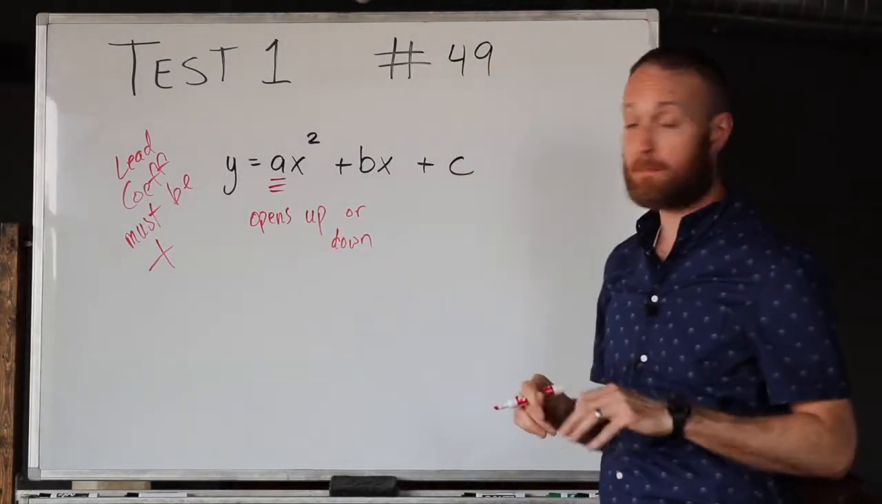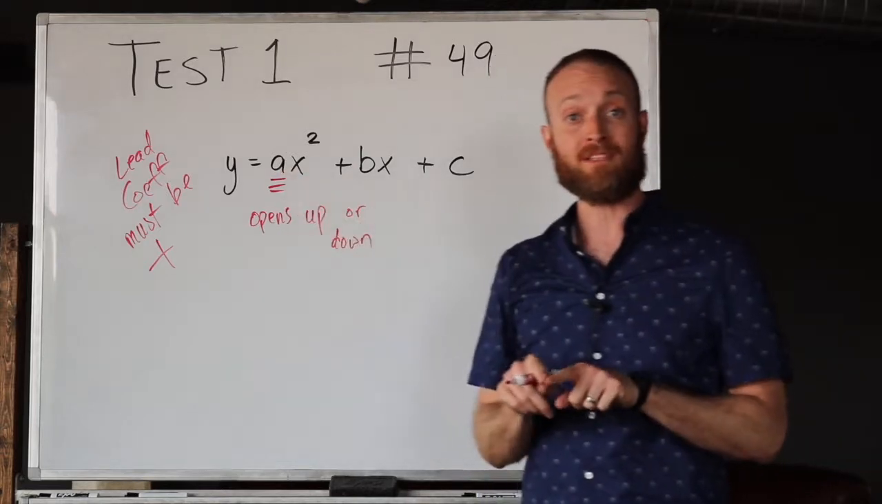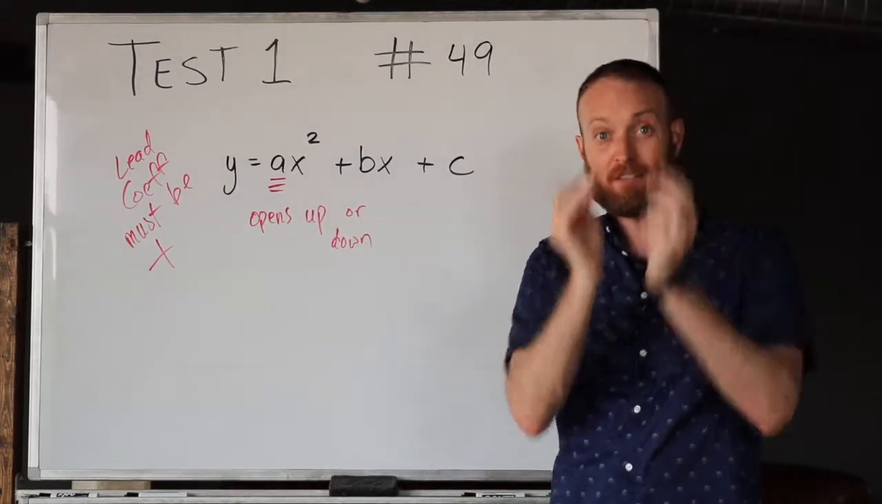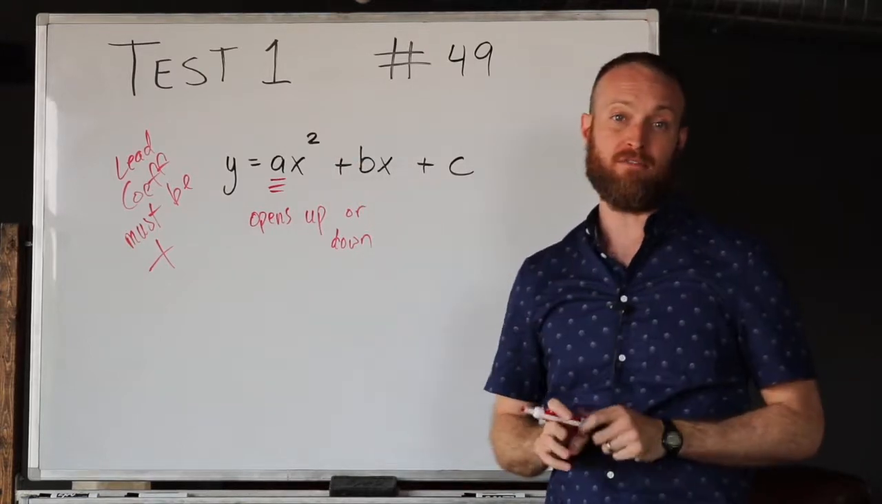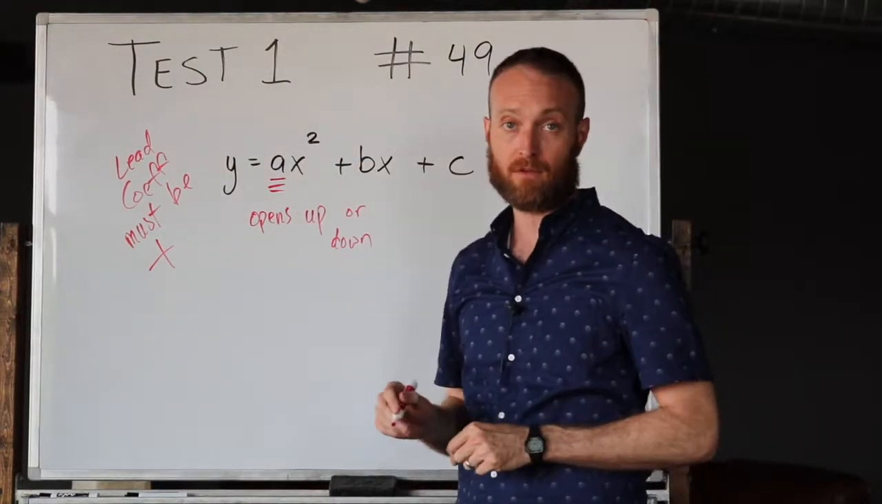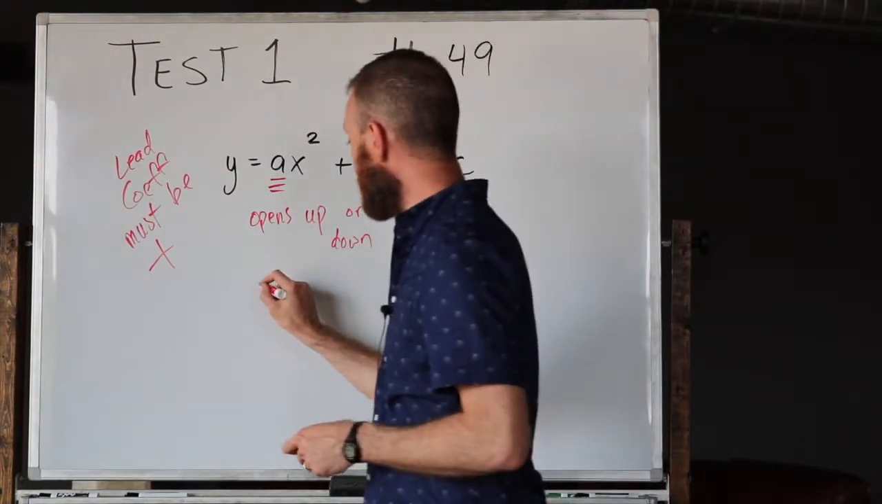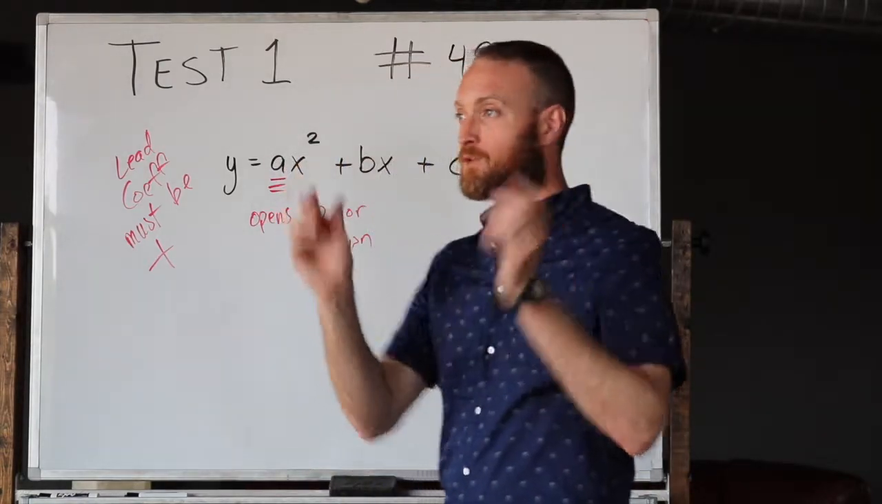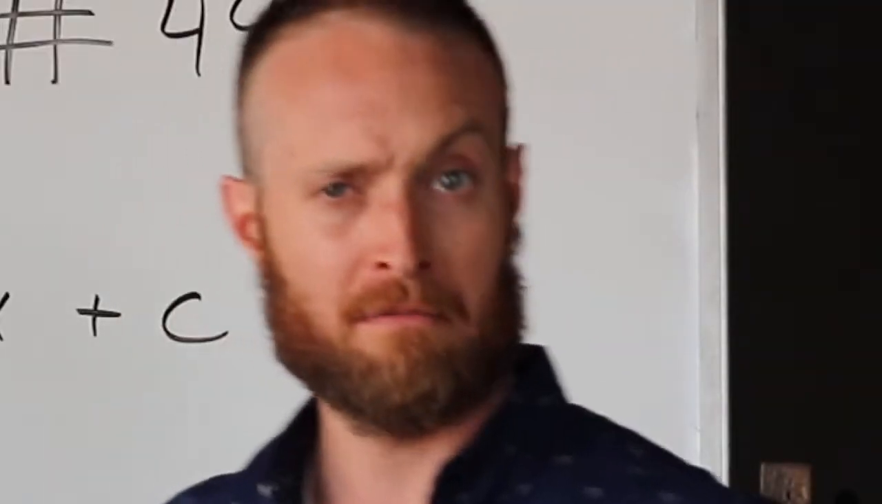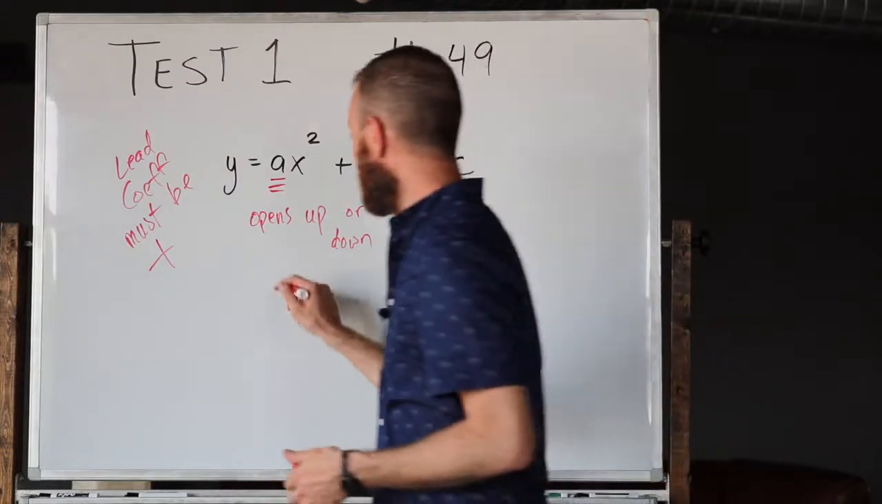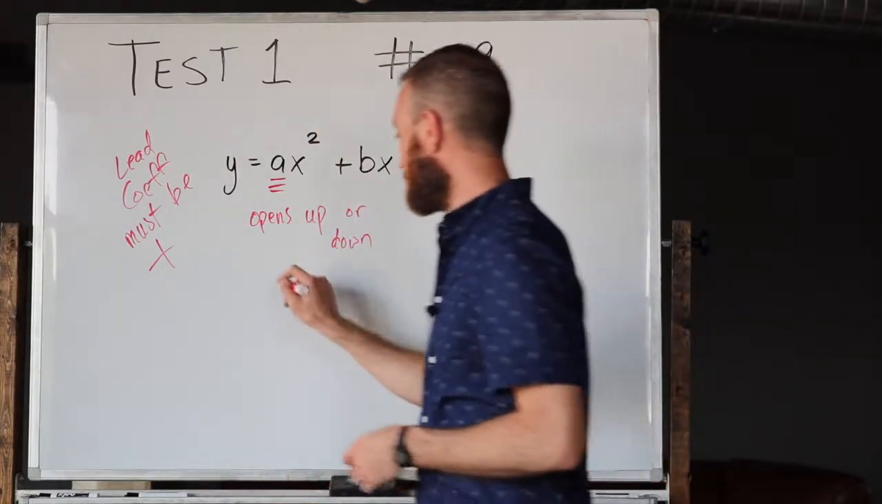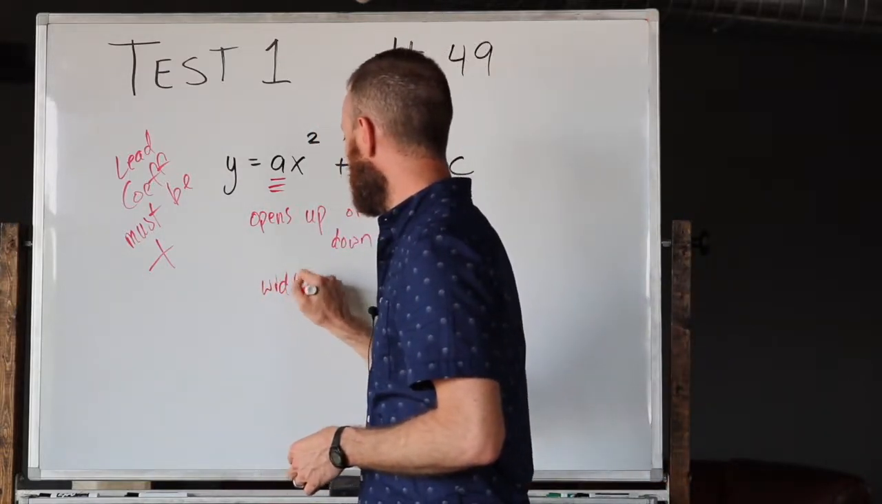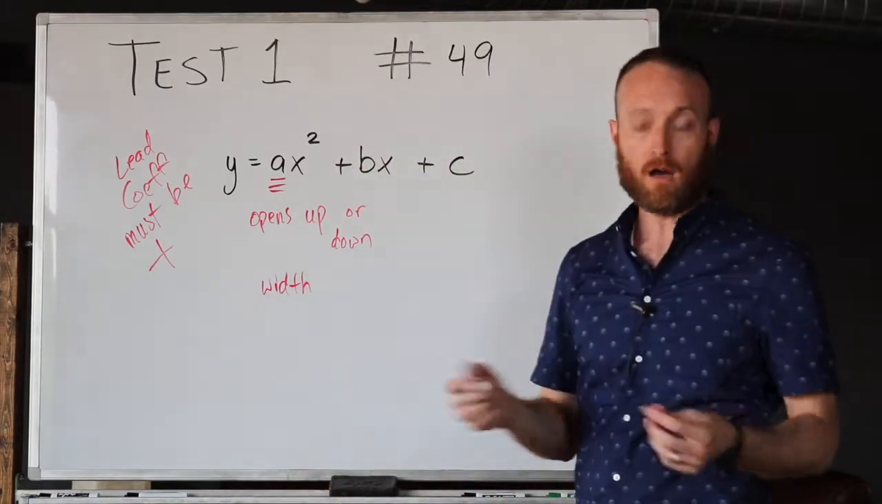Now, there's something else really important. This also determines how skinny the graph is or how wide the graph is, depending on what this number is, okay? And so it affects the relative skinniness. Is that even a thing? The width might be the more appropriate term. So it affects the width, all right, of the parabola.